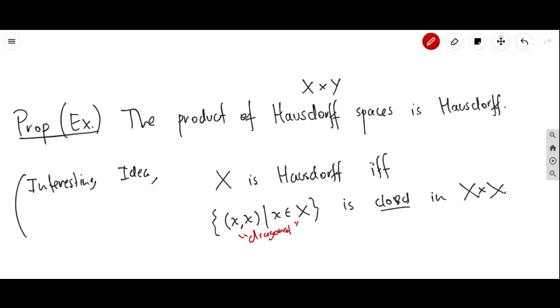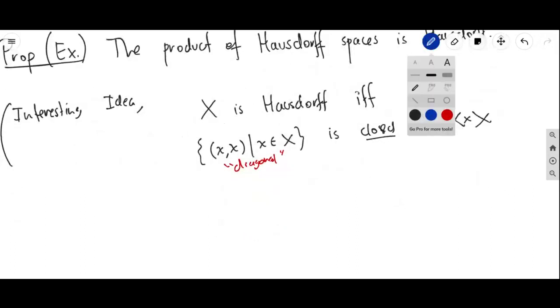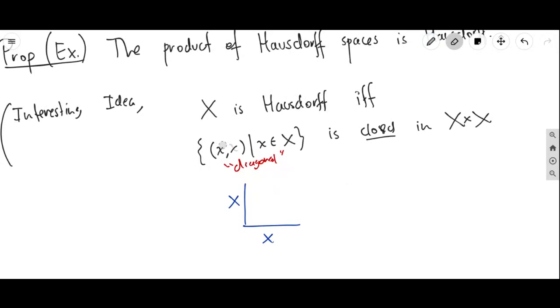So that's the name of that set. You can see why it's called a diagonal, because if you think of this as X and you think of this as X, then this is the set of points where both of them are the same. So it would kind of go like this, right? That would be the diagonal. So there's this theorem about Hausdorff spaces that something is Hausdorff if and only if the diagonal is closed.